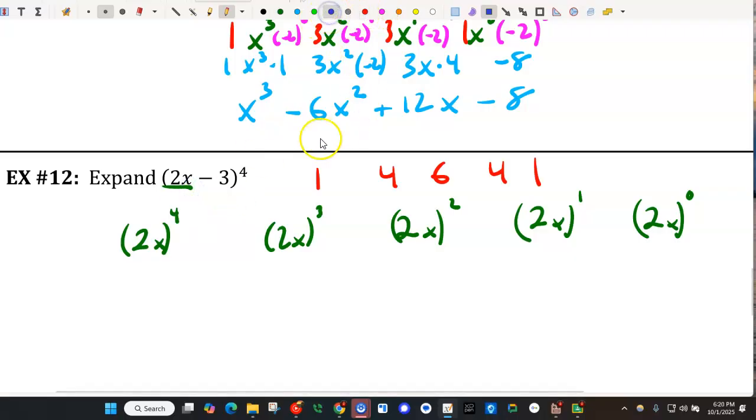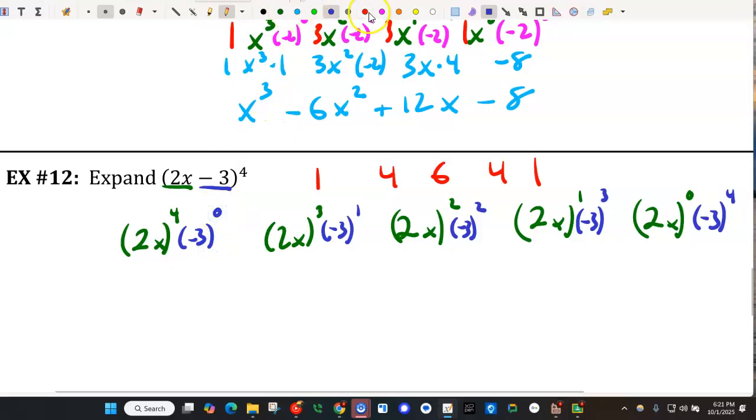Alright, so now I can do the second term. So that's going to be -3 to the 4th power, and I work my way backwards. -3 to the 3rd power, -3 to the 2nd power, -3 to the 1st power, and -3 to the 0 power. And then finally include your coefficients. I'm going to have 1, 4, 6, 4, and 1.